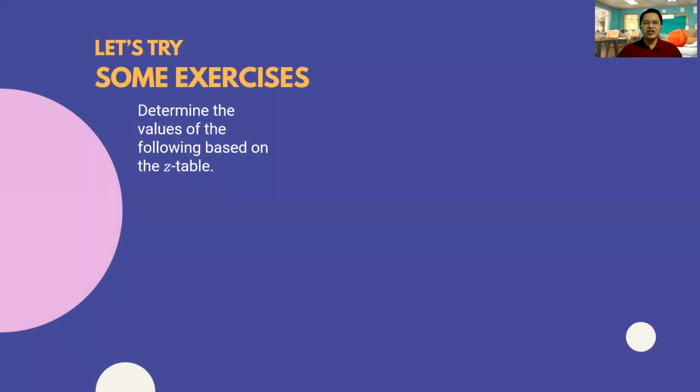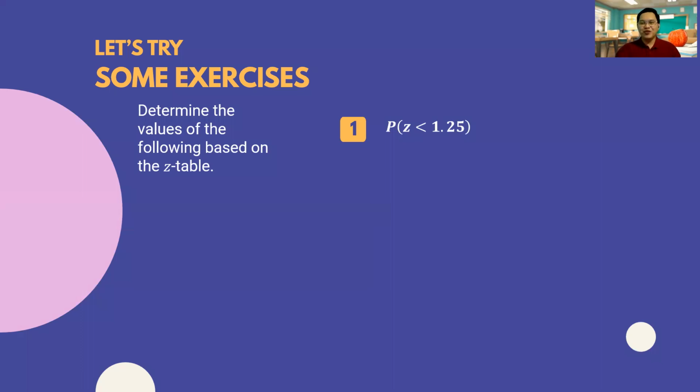All right. Now, here are some exercises that you can do to help you understand how the z-table works. So I want you to determine the values of the following based on the z-table. I will present you each item, and then you can pause the video for a while until you find the correct answer, and then you can just play again so that you can see what the correct answer is and compare it with the value that you found. But let's begin with the probability that z is less than 1.25.